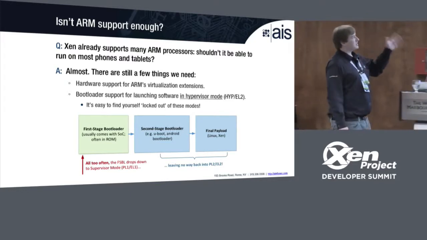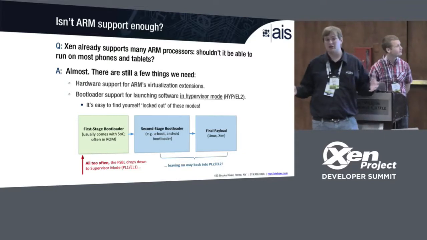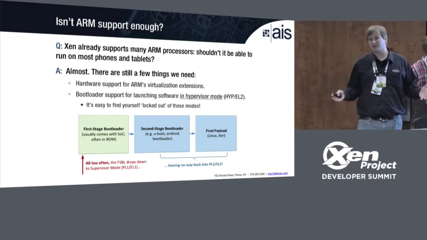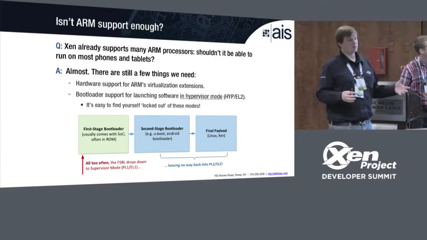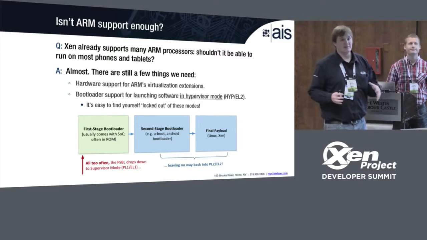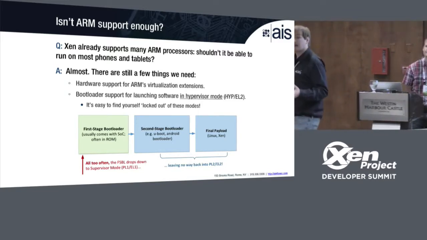So the question here is, Xen already supports ARM. You can run it on dozens of eval boards already. We support lots of processor families. The dozens of eval boards that we've tried it on are really a subset of the many development boards that could run Xen.